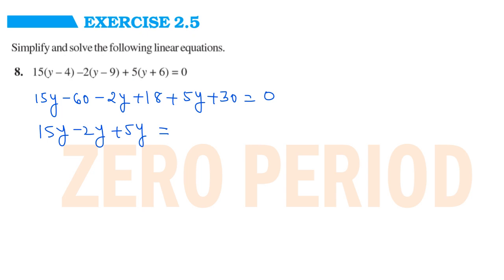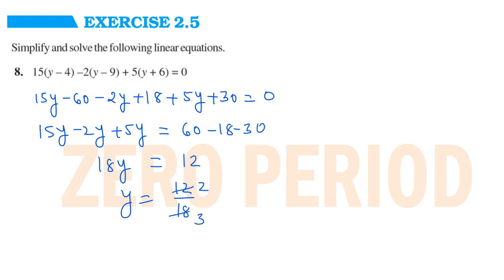Now the requirement of sign change is for constant term. It's 60 minus 18 minus 30. 15 minus 2 is 13, 13 plus 5 is 18y, and this will be 60 minus 30, 30 minus 18, 12. I think it should be 12. So y is equal to 12 upon 18, 6 3 ja and 6 2 ja. So y can be written 2 by 3. My answer is 2 by 3.